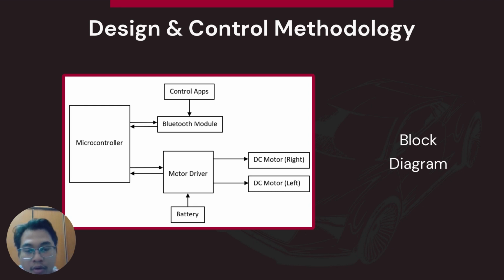Next is the block diagram. The microcontroller is the main component which controls the Bluetooth module and motor driver. The Bluetooth module is connected to the application which can control the mini EV via Bluetooth, and then the Bluetooth module will send signals to the microcontroller, and then the microcontroller will control the motor driver to control both the right and left motors. The battery will supply power to the motor driver, and also to the microcontroller.